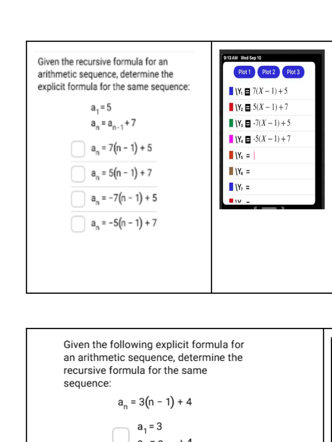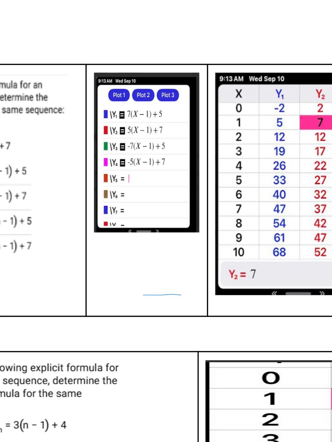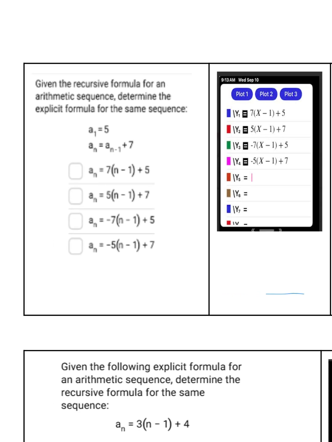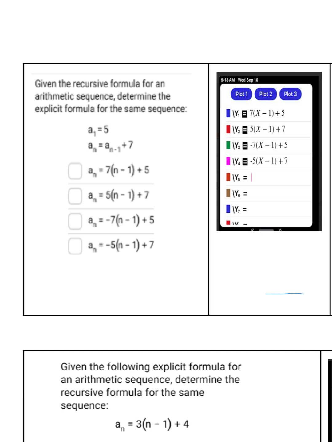But I put all 4 in y equals. Okay. So, and we're looking for 5 to be our first term, right? And to add 7. What's 5 plus 7? 12. So when x equals 1, it should equal 5. When x equals 2, 5 plus 7 is 12. So here, let's draw a little table out.